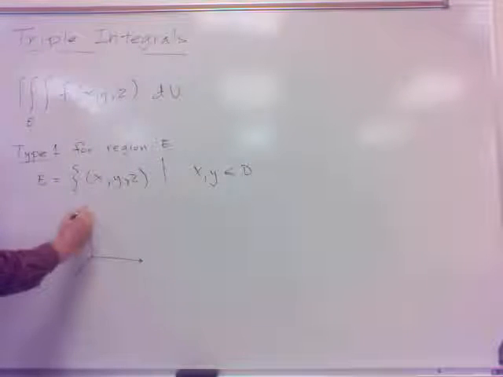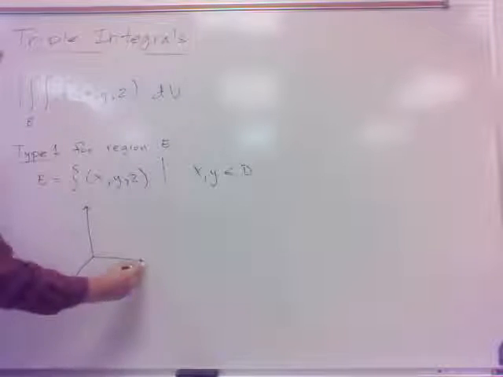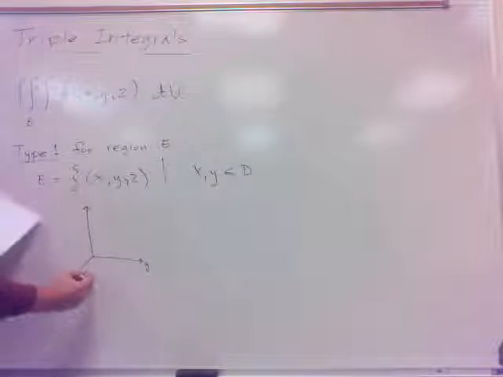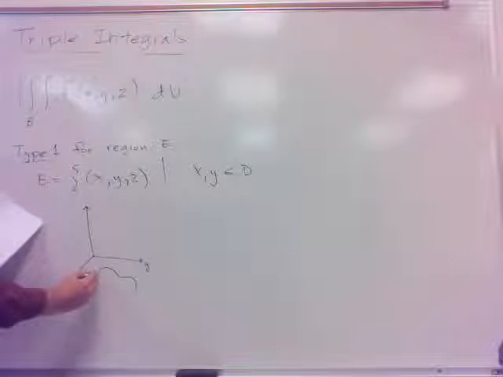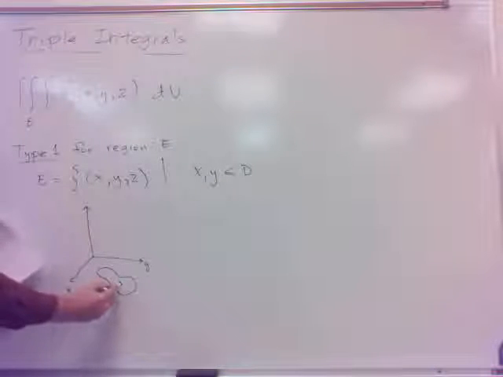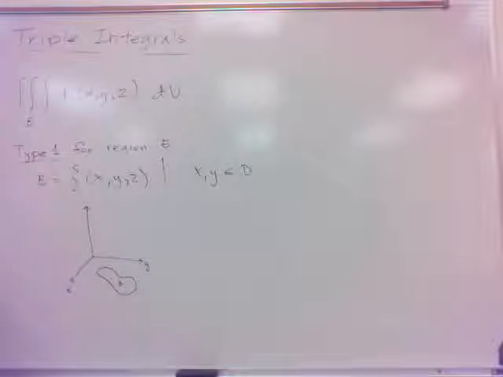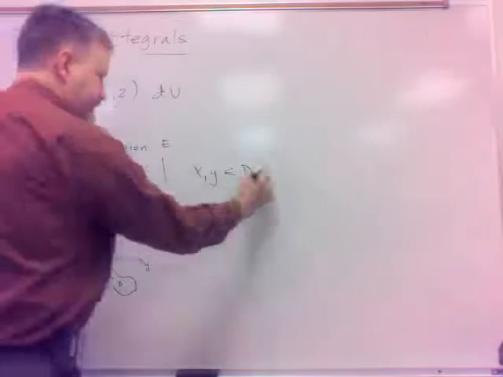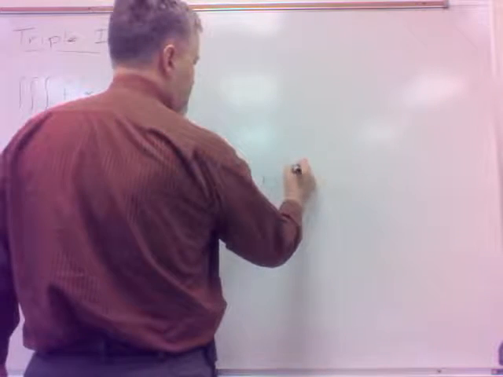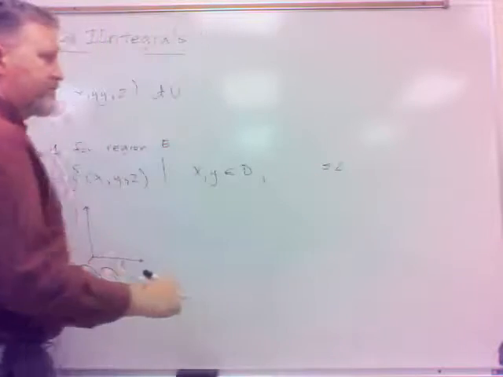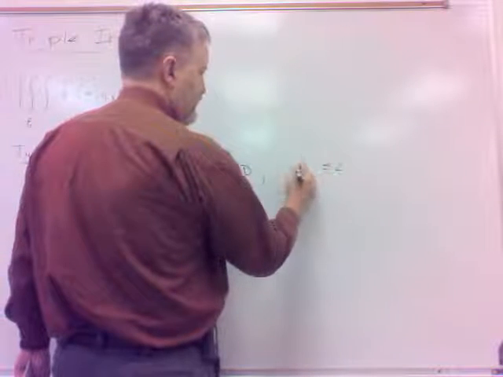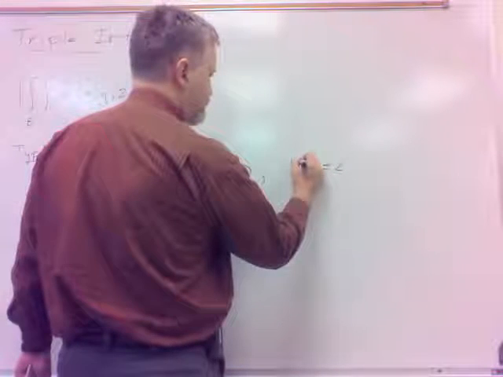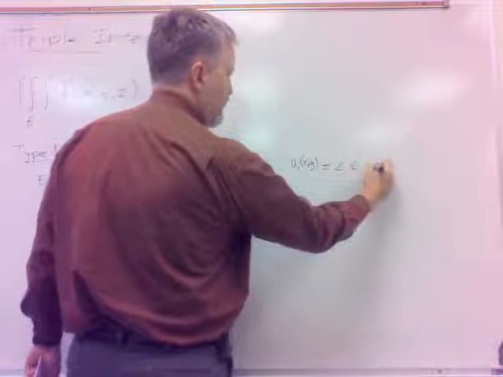So ultimately we're going to three dimensions for E. So D is something down here, some shape of some sort, something out of the XY plane there. So that's where our x and y come from. And then z is going to be between two continuous functions over that region D, and they call them u1(x,y) and u2(x,y).